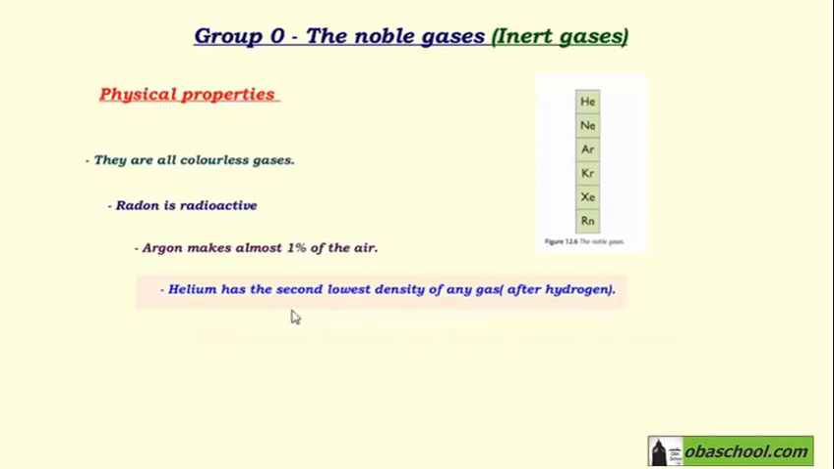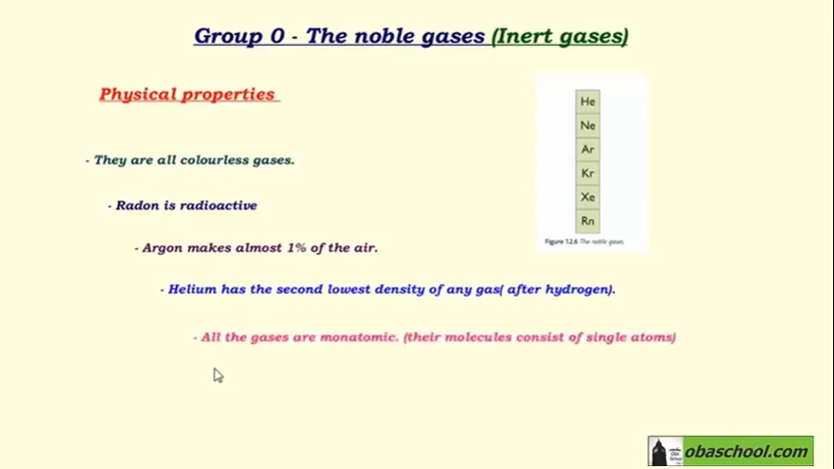Helium has the second lowest density of any gas after hydrogen. The first gas that has the lowest density is hydrogen, followed by helium. It has the second lowest density of any gas after hydrogen.